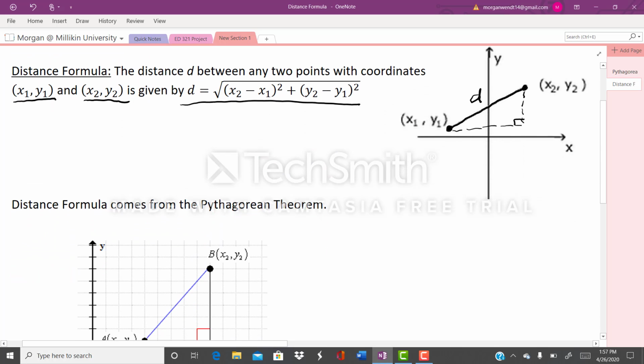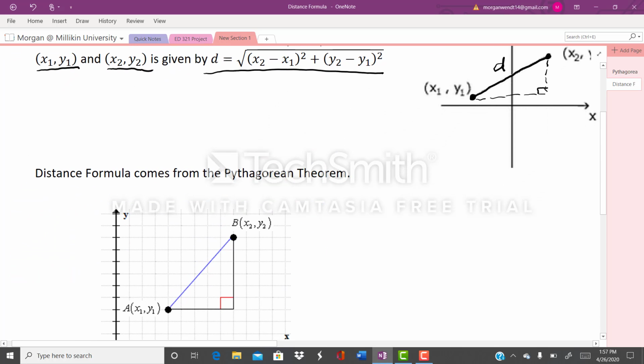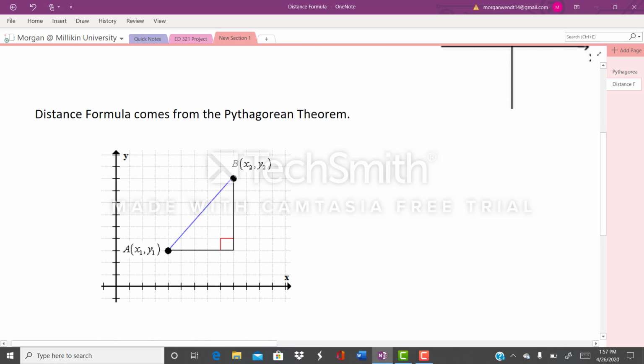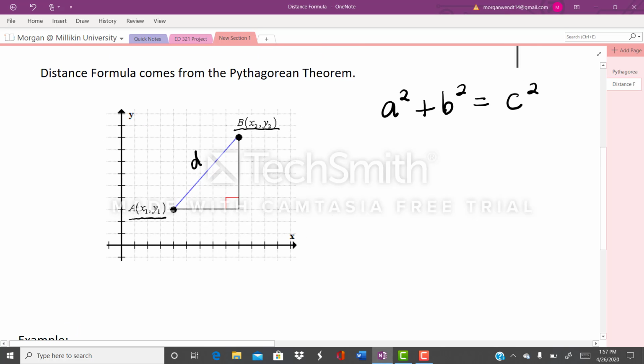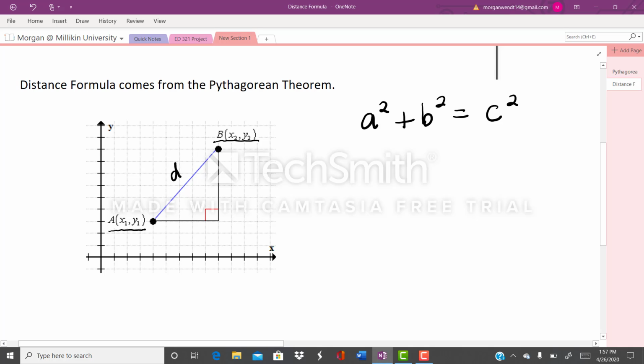So the distance formula actually comes from the Pythagorean theorem. Before we get started, let me write the Pythagorean theorem up here: a squared plus b squared is equal to c squared. So if we look at this image on the left, we have our point 1 and our point 2. And the distance that we're wanting to find is that line between them, the straight line between them, which we label as D.